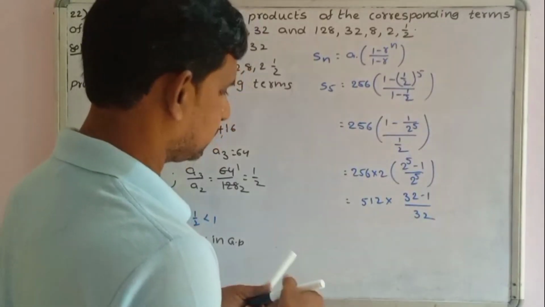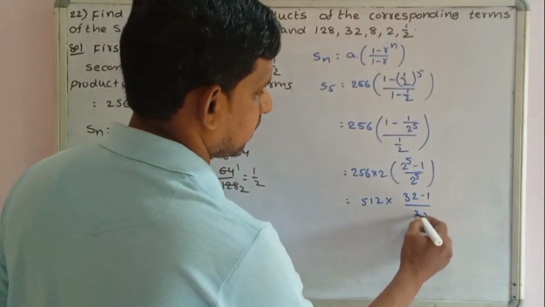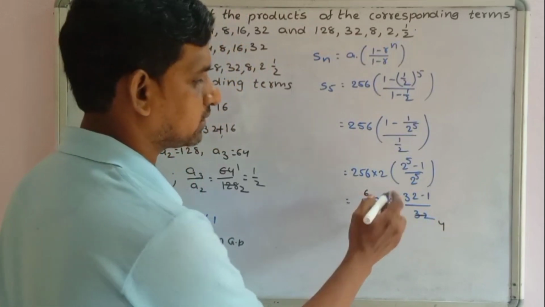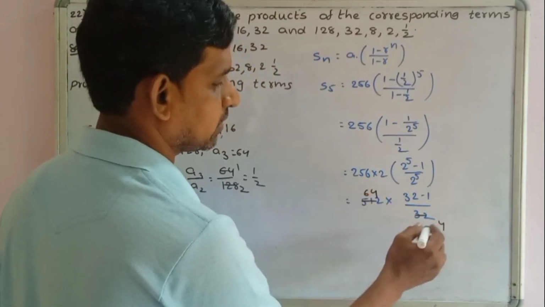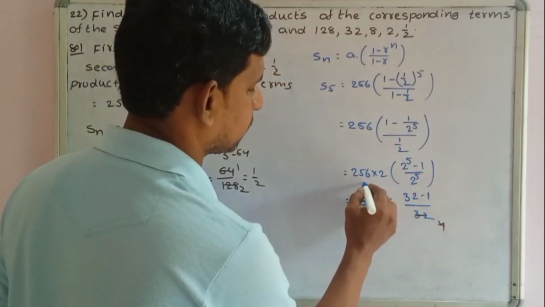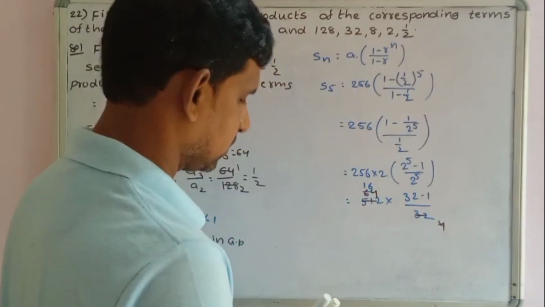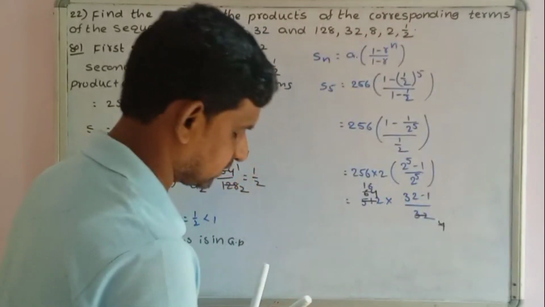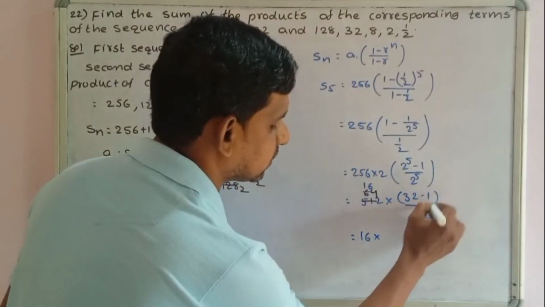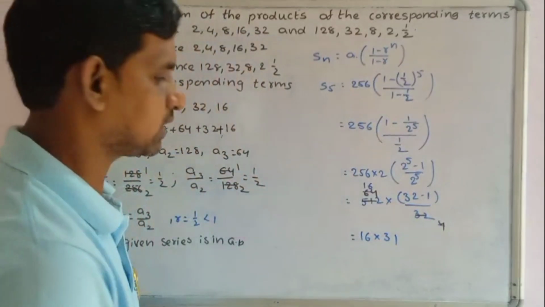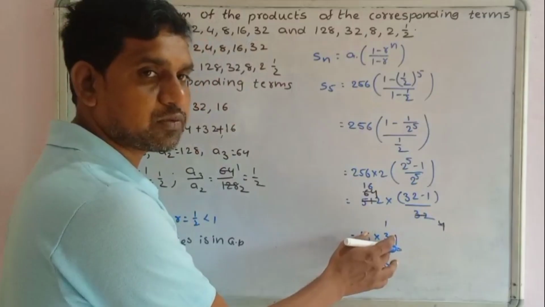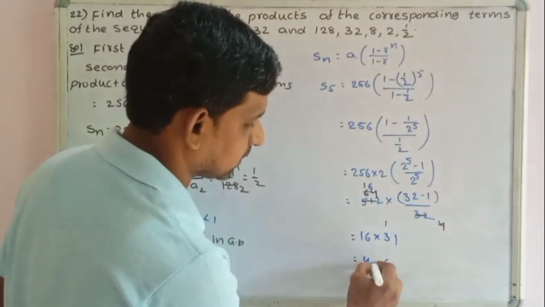Okay, see now, 8 4s are 32, 8 6s are 48, 3 balance again, 8 4s are 32. See again, 4 how many times? 4 1s are 4, 4 6s are 24. So 16 times. Finally, 32 minus 1 is 31. 16 ones are 16, 1 balance. 16 threes are 48. 48 plus 1 is 49.